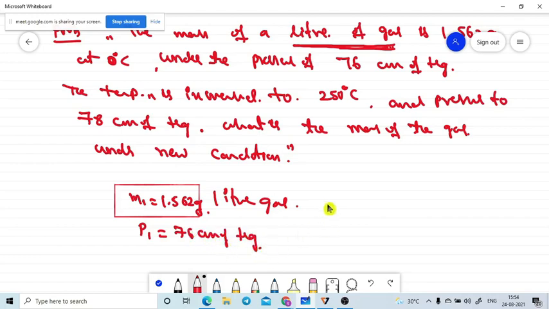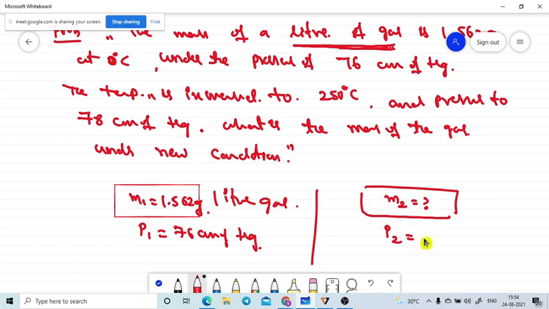In the second case, they indirectly ask us to find the mass of the gas, M2. The pressure given is P2, which is 78 centimeter of Hg. The temperature T2 is 250 degrees centigrade.